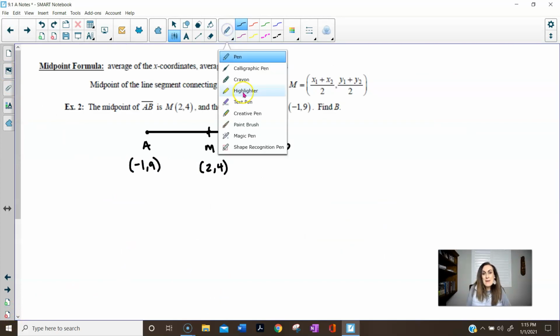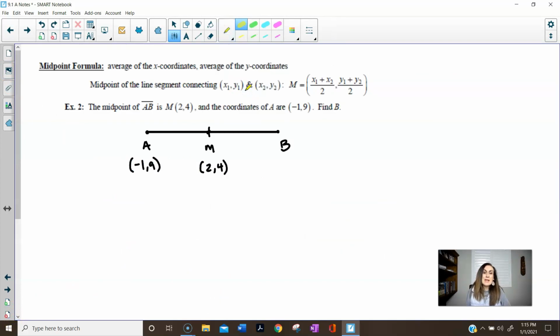So now we're going to look at the midpoint formula. The midpoint is the average of the x coordinates and the average of the y coordinates. So you would add the x coordinates together and divide by 2, and then add the y coordinates together and divide by 2. Looking at this, we're supposed to find the coordinates of B if the midpoint is (2, 4) and the other point on that segment is (-1, 9).